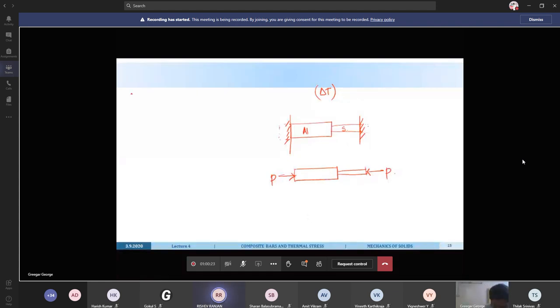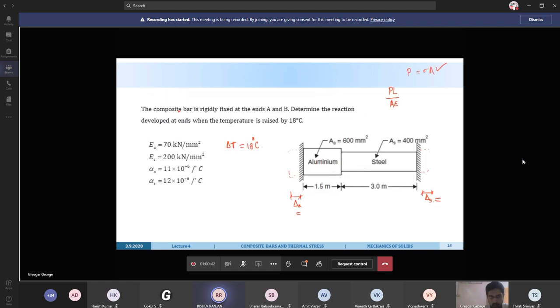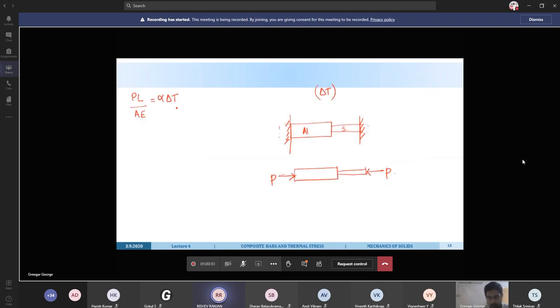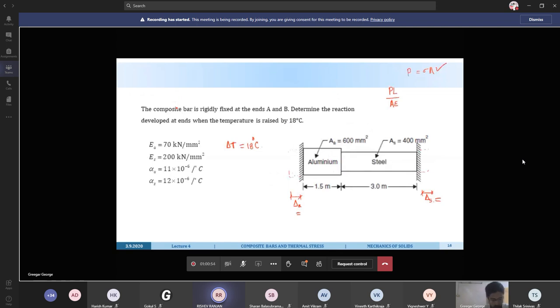Yes, sir. We know that P into length by area into Young's modulus is equal to alpha delta T. So P we need to find. Length is given for aluminum as 1.5. Area is given 600. And Young's modulus is given as 70 into 10 to the power 3, equals delta L, which we can find by alpha delta T. Alpha is 11 into 10 to the power minus 6 and delta T is 18. So that is for aluminum you are saying.